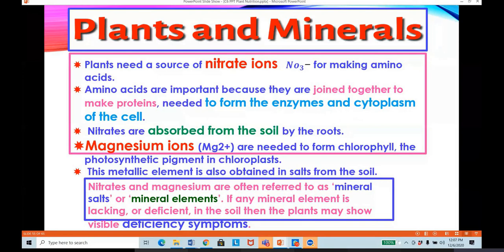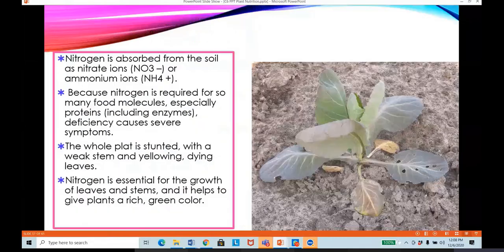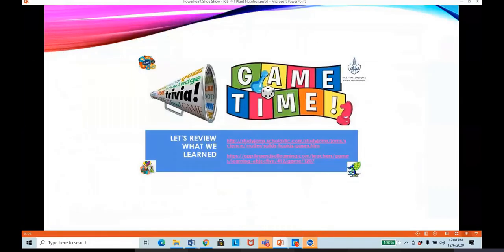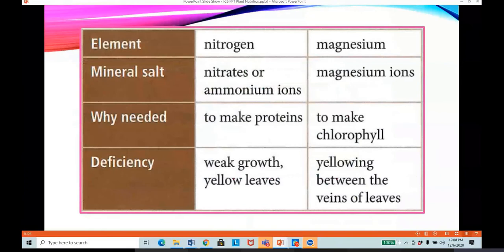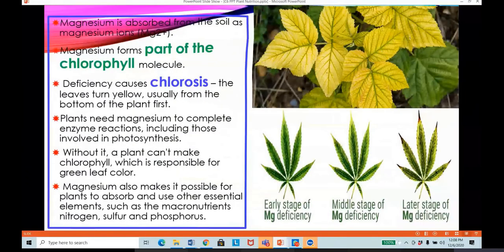Now let's move on to the last topic, which is plants and minerals. Why do the plants need minerals? How many more? Okay, that's it. We have these 4 slides and then we are done with this topic, inshallah.